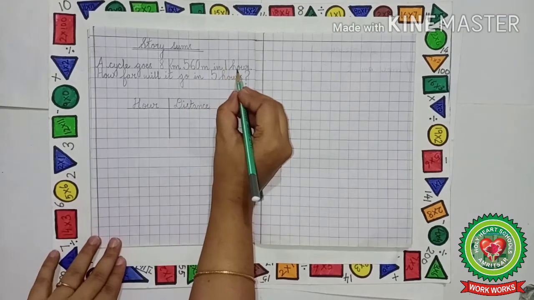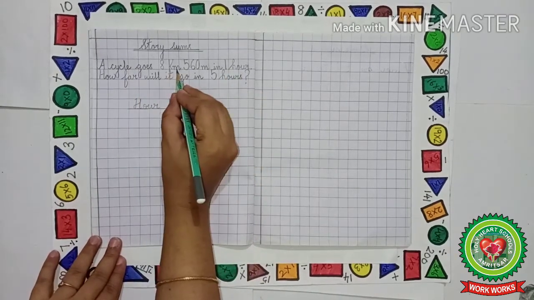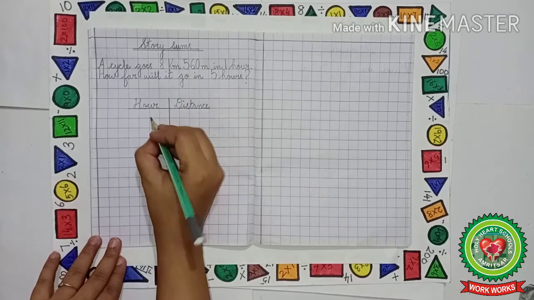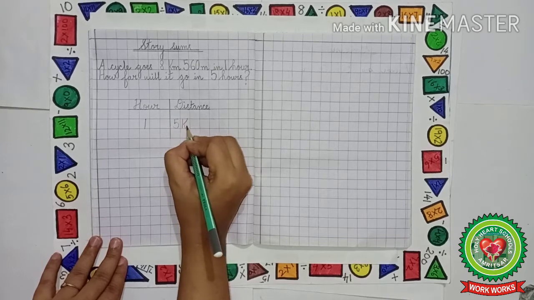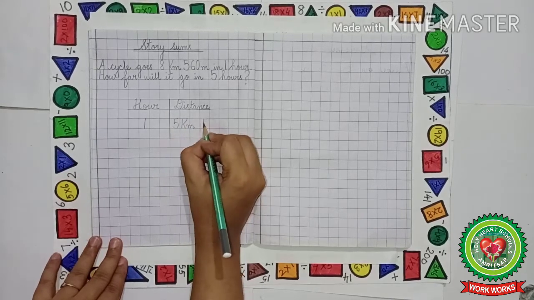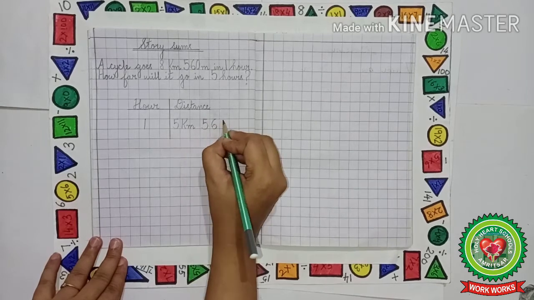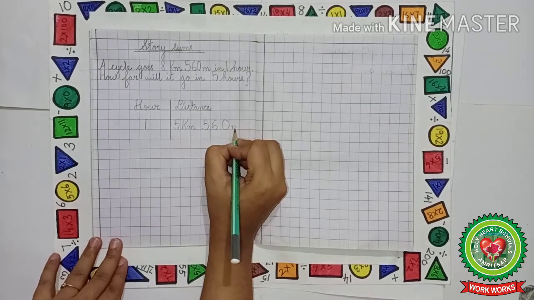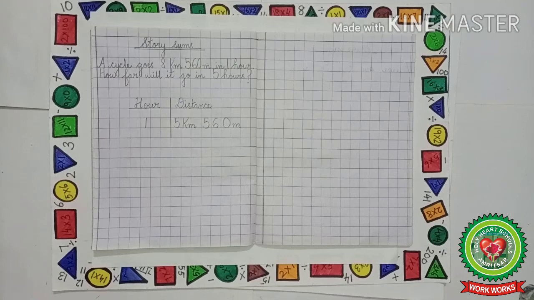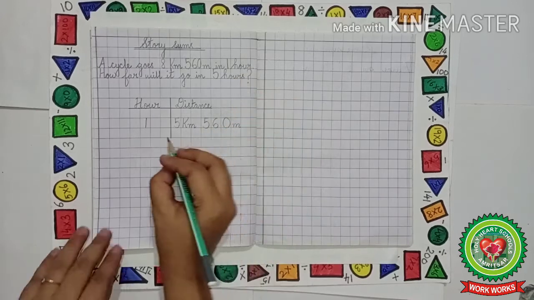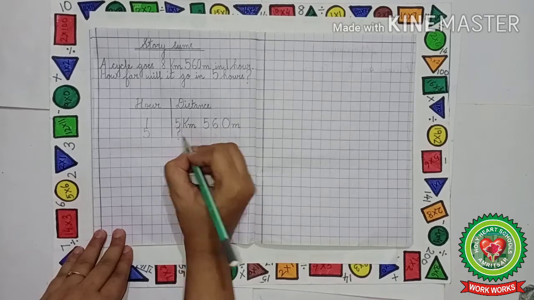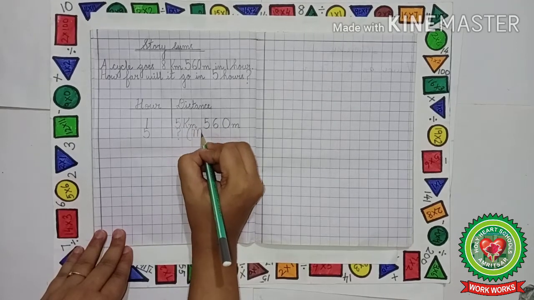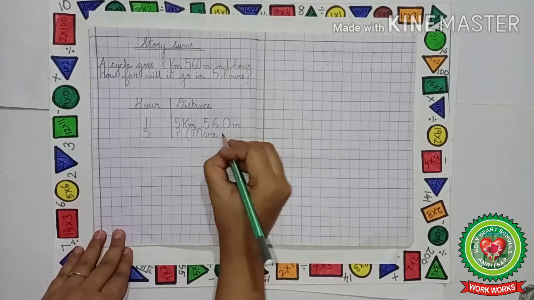So, in 1 hour, the cycle goes 8 kilometer and 560 meter. So, 1 hour, 8 kilometer, 560 meter. And we have to find out the cycle goes how far in 5 hours. So, we will write over here 5. Then we will put a question mark, more, multiply.